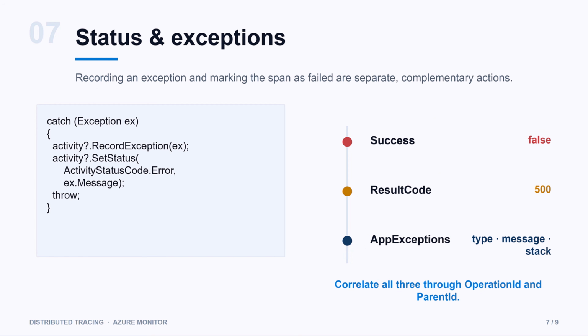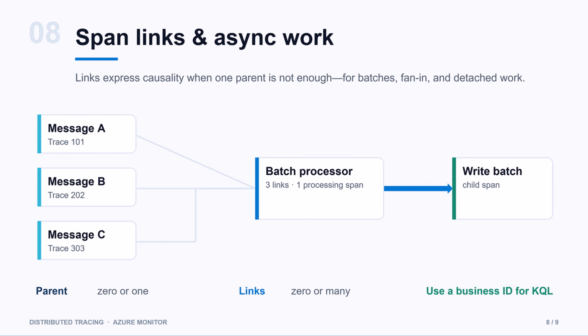Statuses and exceptions. Recording an exception and marking the span as failed are separate, complementary actions. In the catch block, we have our span, which is called activity here, and we record the exception, and we can set the status and also the exception message. Span links and async work. Links express causality when one parent is not enough, for batches, fan-in, and detached work. Message A, message B, and message C are all using the same batch processor.